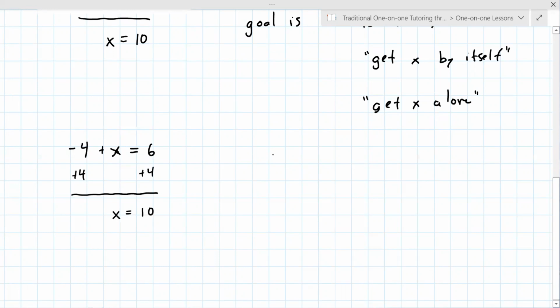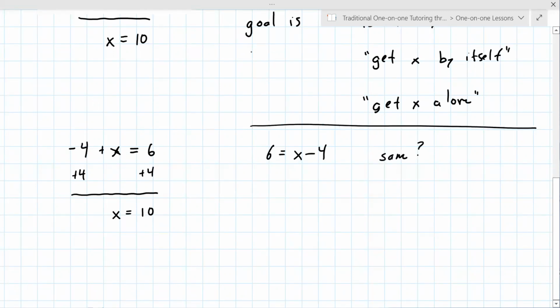What if we flip it around a little bit? What if we go 6 equals x minus 4? Is this the same? No. No, yes, it is. It is the same because you're still solving by adding 4 to both sides of the equation. So 10 equals x, no big deal.